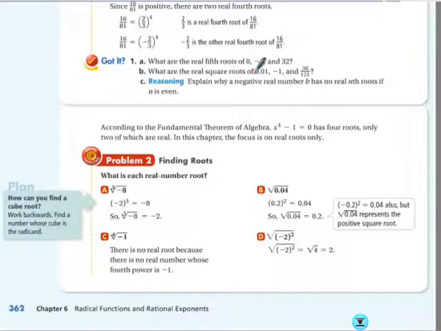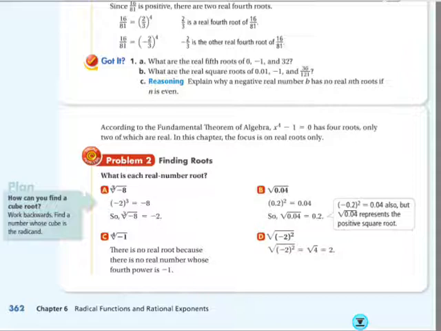What are the real fifth roots of 0, negative 1, and 32? What are the real square roots of 0.01, negative 1, and 36 over 121? And then part C, explain why a negative real number b has no real nth roots if n is even. All right, go ahead and pause the video here. Try and get answers to A, B, and C. Go ahead and pause the video now.